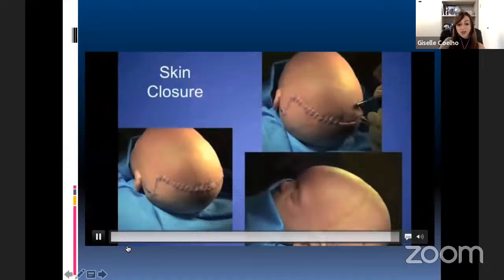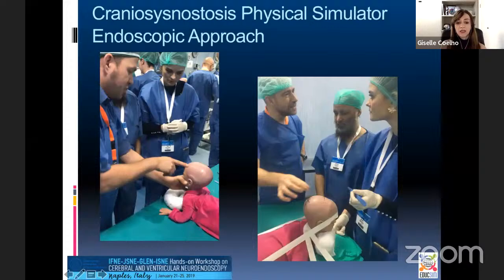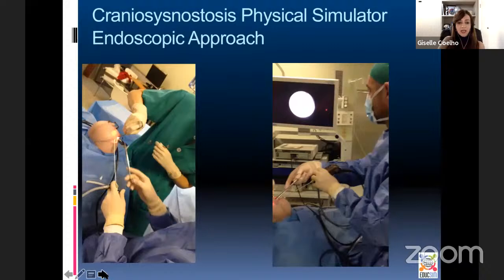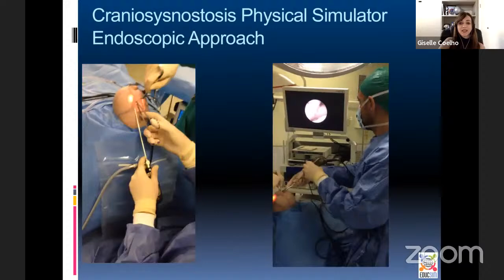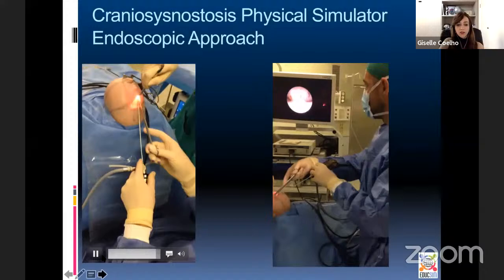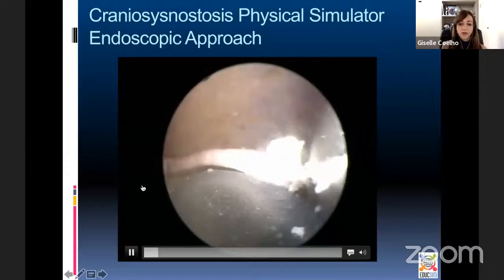With this simulator it's also possible to train the endoscopic approach for craniosynostosis correction. Here we are using this baby simulator at the International Federation of Neuroendoscopy course, organized with Dr. Giuseppe Tinali in Naples. It is possible to train from the position of the patient to the skin closure. Here we can see the simulation using the endoscopic correction, and it's possible to simulate the step by step really realistically. Here we can see more details, the osteotomy and the possibility to perform this training.